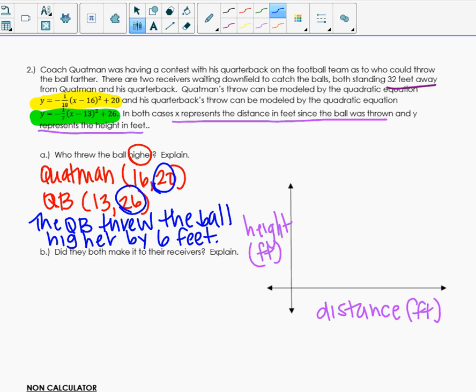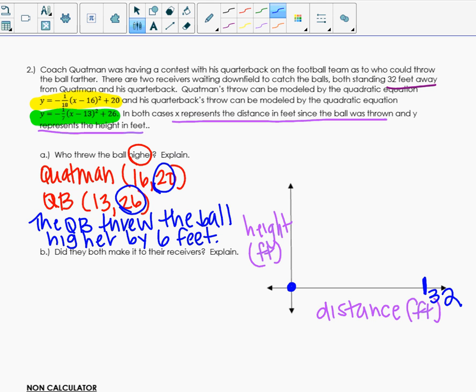Now, part B said, did they both make it to their receivers? Explain. Well, their receivers are standing 32 feet away, okay? So if you think about it, where are they standing? Well, they're standing right here, okay, because it says x represents the distance since the ball was thrown. Well, they're throwing it from here. So we're going to see some sort of trajectory, and we want to see if they make it 32 feet.